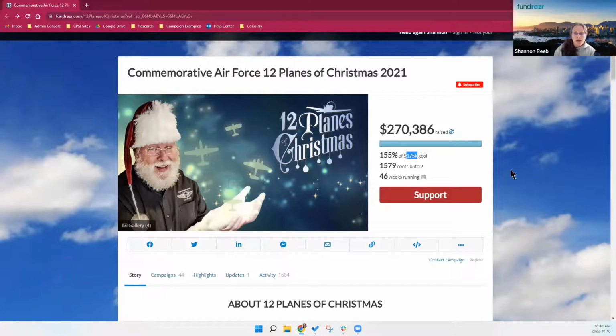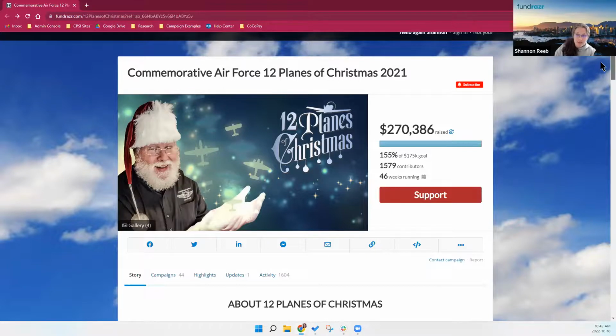$175,000 goal. And they could very easily have said, we have X amount of planes. I know it says 12 planes of Christmas, but I'm pretty sure they have 44. They could have run one campaign and said, we have these 44 planes that we really want to restore for historical value, and had one campaign, one ask, one goal, one story. It would have been extremely difficult to hit their goal if it was just that one story.